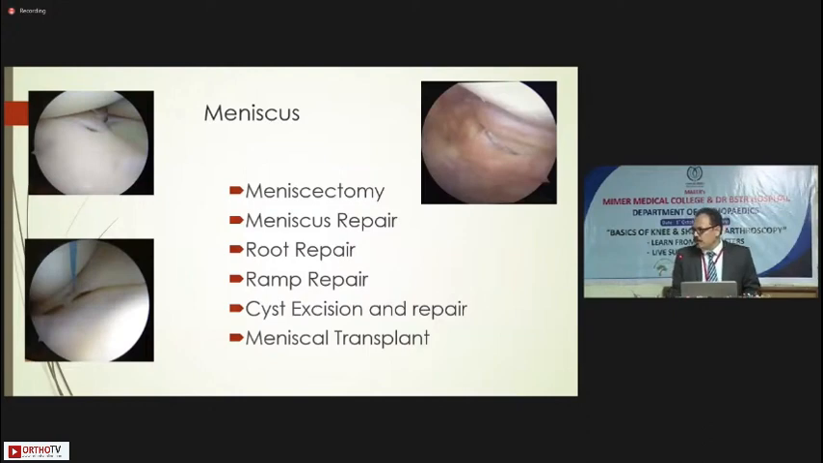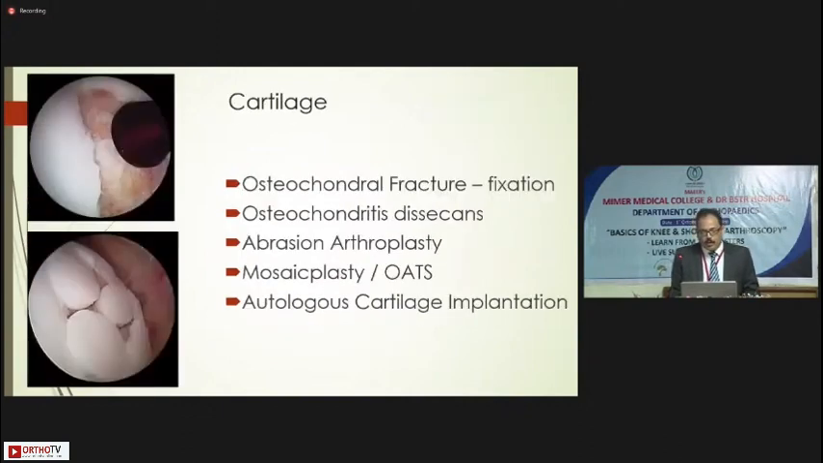Meniscus, I think we had a wonderful lecture, so I need not go into all this, but there is an indication for cyst excision and repair of the cyst, the meniscus. And of course, meniscal transplants are also coming in big way, and people are doing it arthroscopically. Cartilage injuries, osteochondral fracture fixation, osteochondritis dissecans, abrasion arthroplasty or microfractures, mosaicplasty or OATS. And of course, the ACIs are also nowadays done arthroscopically.